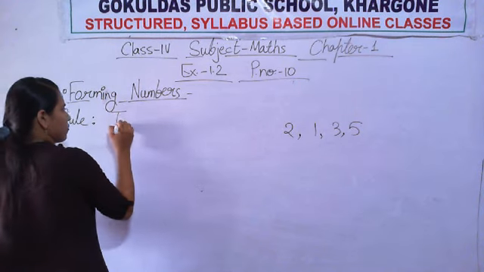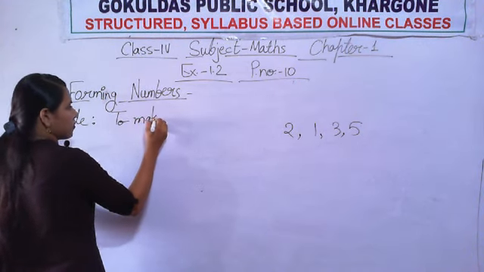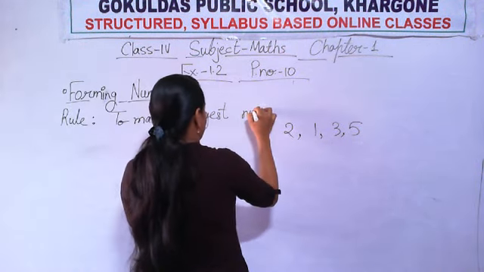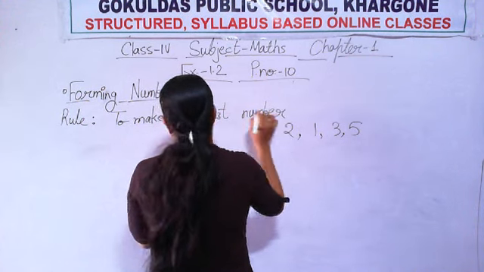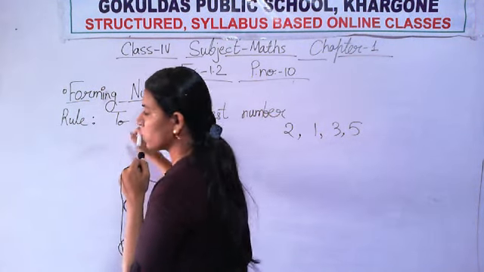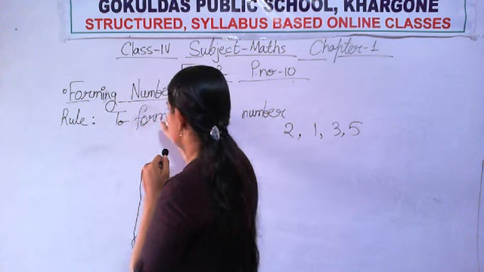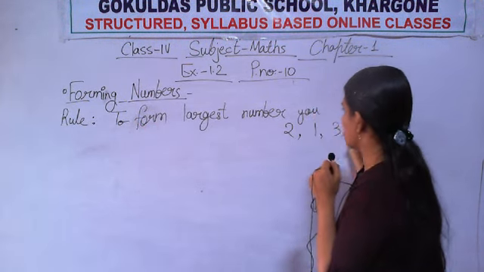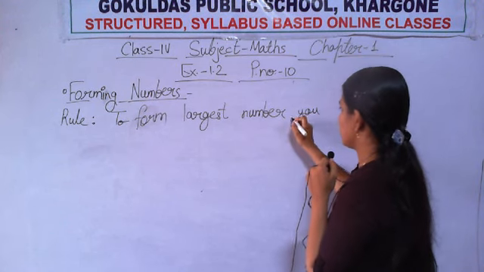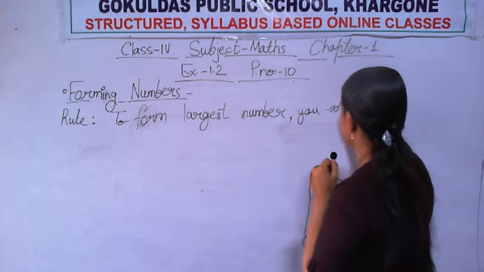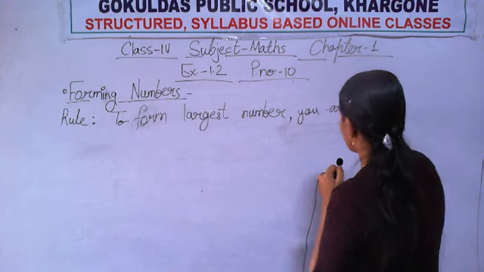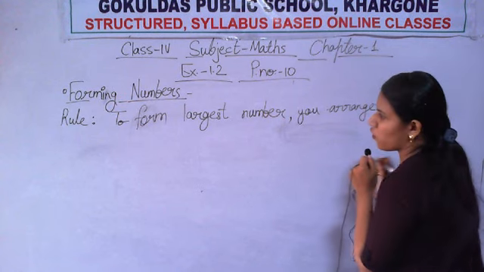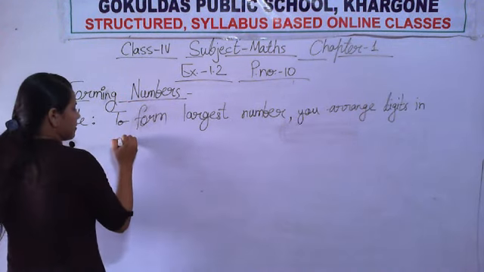Rule: to make or to form the largest number, what will you do? You arrange the digits in descending order.